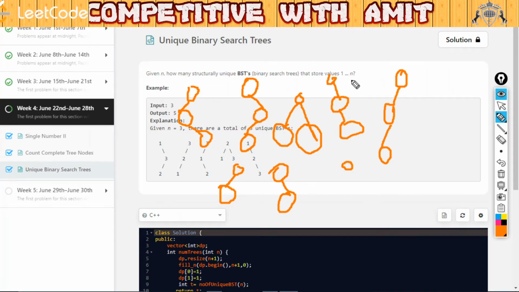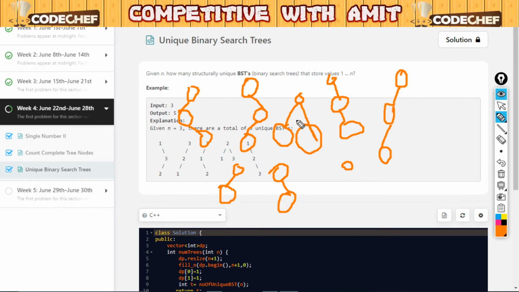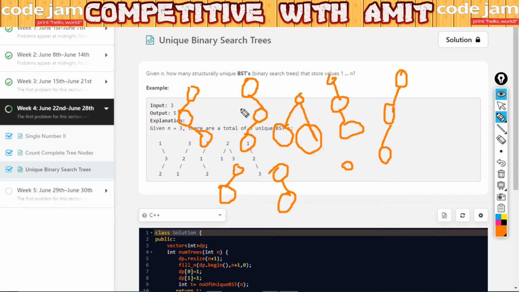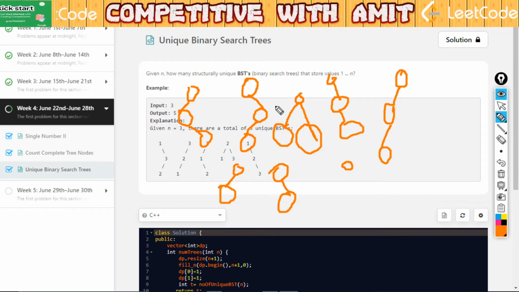Now if we try to find it for 4, it becomes a bit complex, but we'll try to find it using structure only first of all. Then we will see some sequence, and then we will try to do something with that sequence and find the next value.